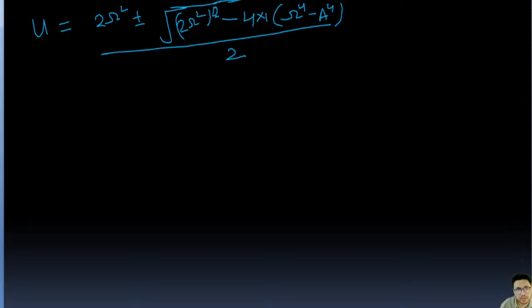If you solve it, the 2s get cancelled, and this is 4 omega to the power 4 minus 4 omega to the power 4, plus 4 a to the power 4, which gives a square under the root. So u has two values: minus omega square plus a square, and the second value is minus omega square minus a square.